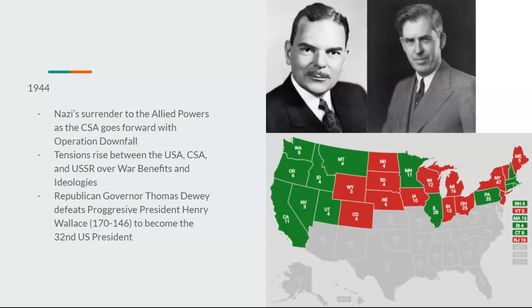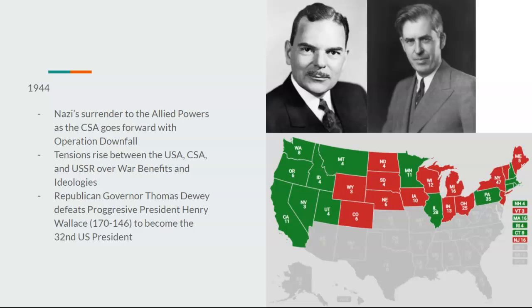Tensions rise between the USA, the CSA, and the USSR over war benefits and ideologies. The Confederacy is looking at the United States like, you couldn't figure out your own country's worries, so before you dealt with another country, and you wasted our time. That's mostly what the CSA is thinking.